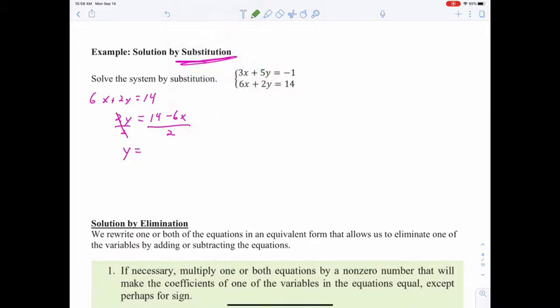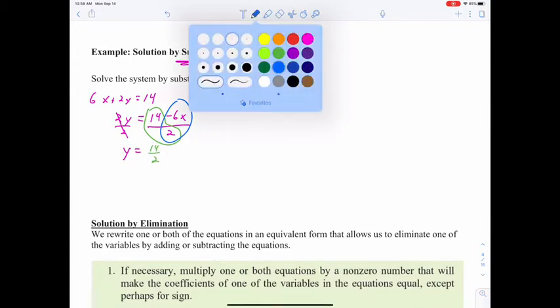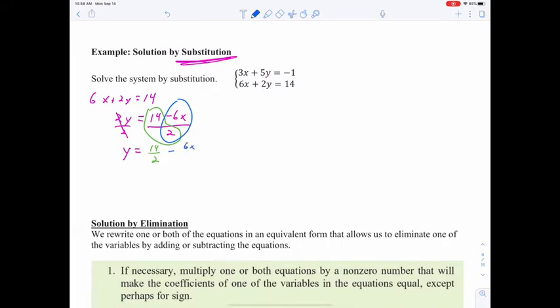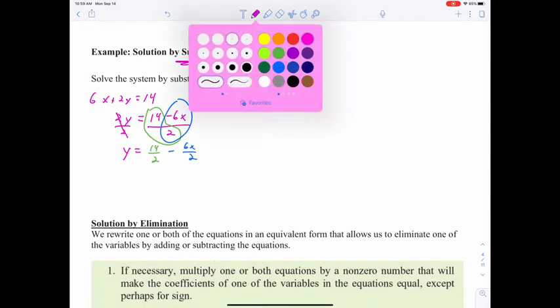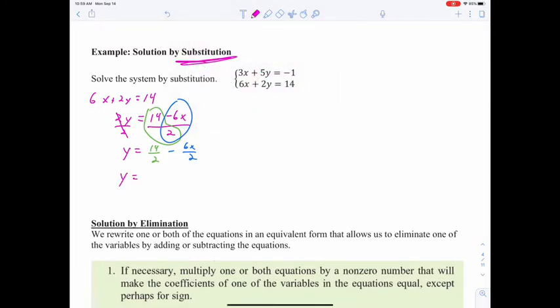Now remember, when we divide like we are here, we have to realize we have two separate fractions here. So be careful with that. These are two separate fractions. We have 14 over 2, and we have negative 6x over 2. Okay? We could simplify these, make it a lot easier. So y equals, so 14 over 2 is 7. 6 over 2 is 3. Okay? So now we got the second equation here, we got y by itself.